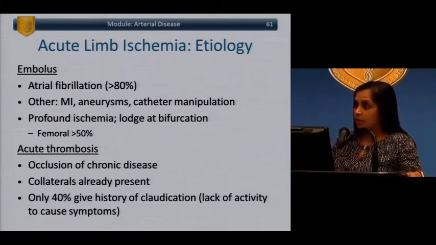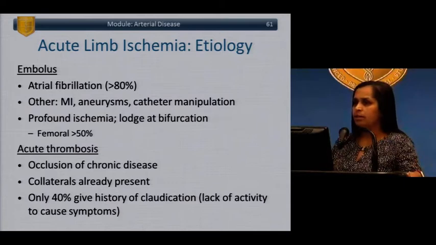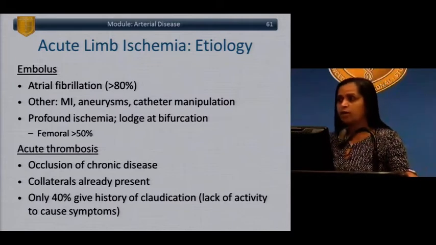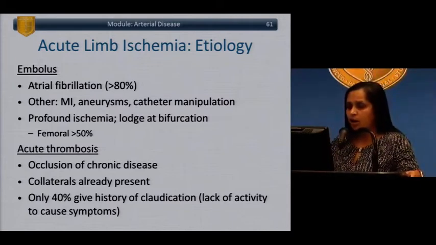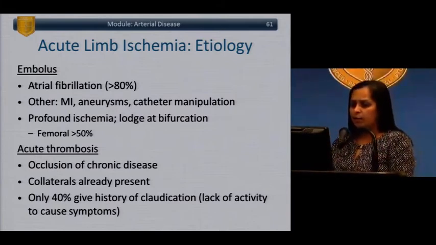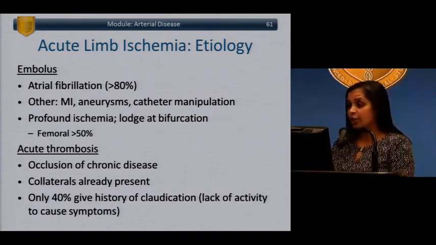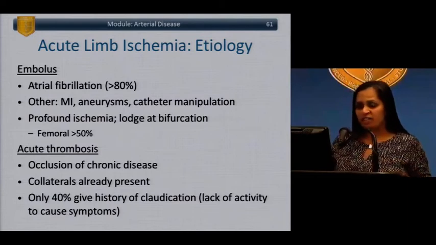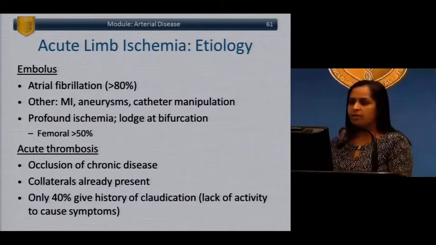Acute thrombosis of arteries can also cause acute ischemia, although this tends to be a little bit more insidious on presentation. Often this occurs in the setting of chronic disease where there's already a stenosis and then the vessel thromboses. There are often some collaterals already present, so the presentation can be a little bit slower, over hours to days as opposed to hours. Unfortunately, only about 40% of patients with acute thrombosis on top of chronic disease give a prior history of something like claudication, often because these patients aren't active enough to result in some of these symptoms.